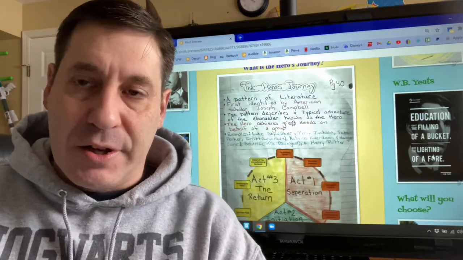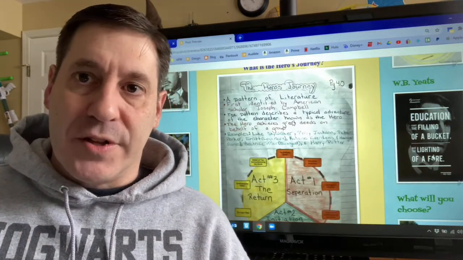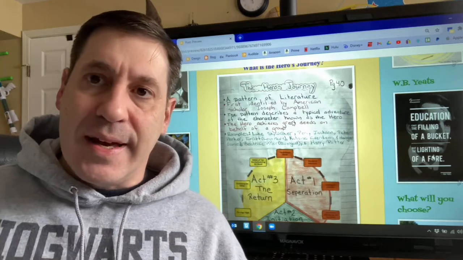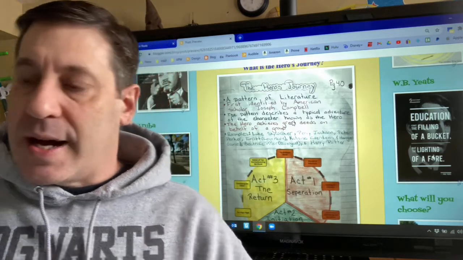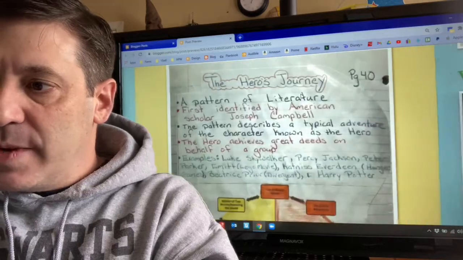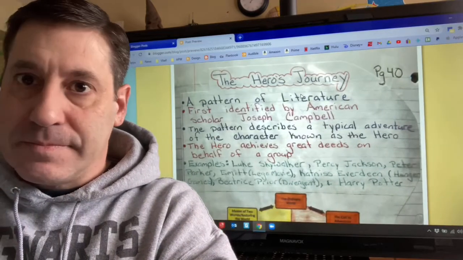But the first thing I would tell you to do is to make sure that you write all of the notes first. So let's go over the notes, and then I'll talk you through how to color your diagram. Okay, I'm going to zoom in about as big as I can get here.